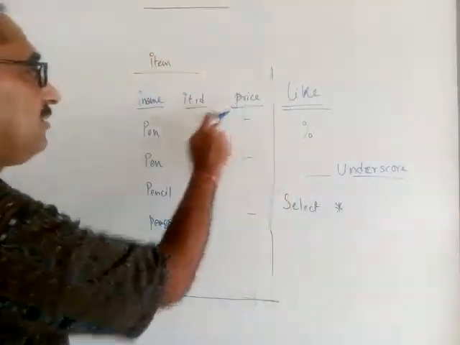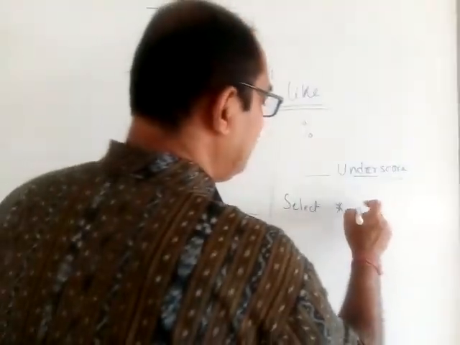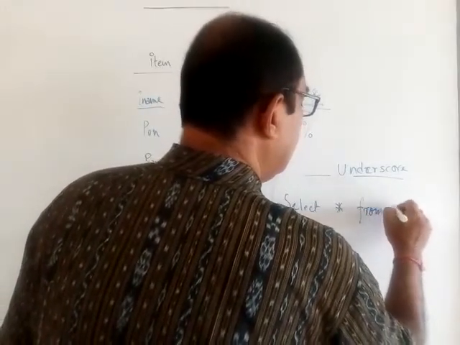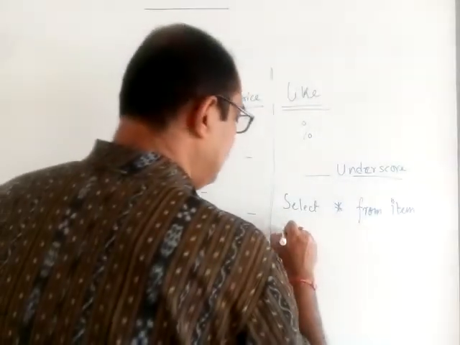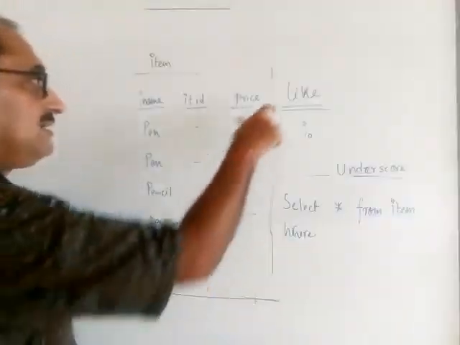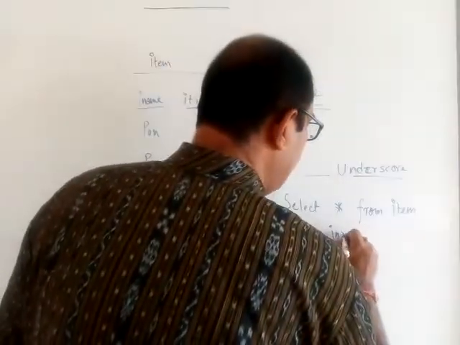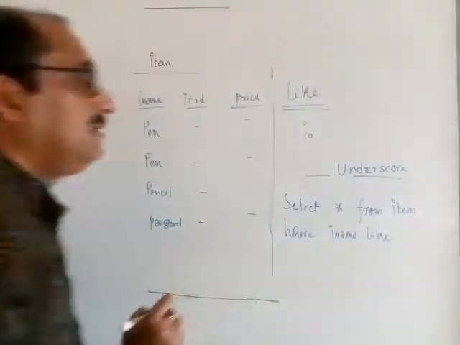If you want to take all the fields, write star. If you want to take selected fields, write the names of the fields from the table item. Now here we will write the where condition. In the condition I will use the like clause, where I name like.